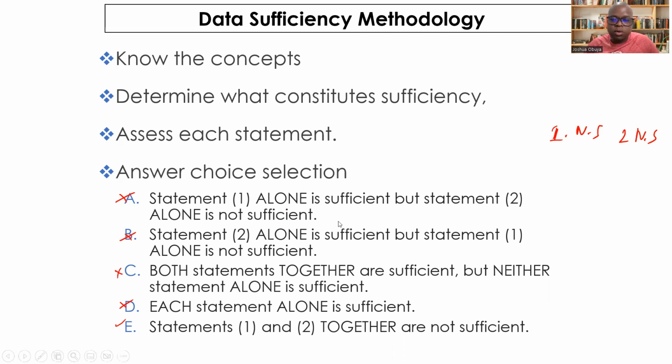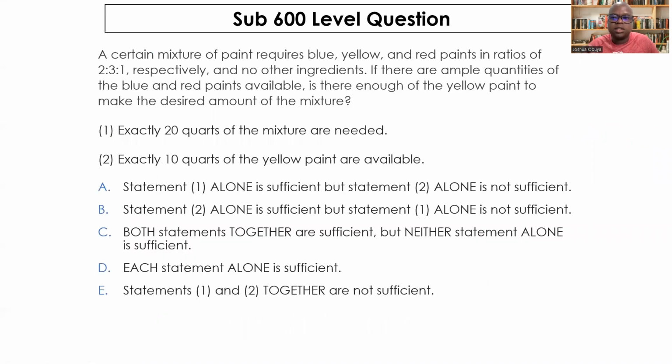So now we can dive into the questions and see what we need to do with each question and how you approach the question now that you know what sufficiency is. Now let's go ahead. There's a question here and I'd like to attempt this question. It's a sub-600 level question. These are questions which are not difficult to approach. They're quite easy and many people get them correctly. So let's take a look at this question. Then you can pause the video, attempt it, then come back and we can look at it together.